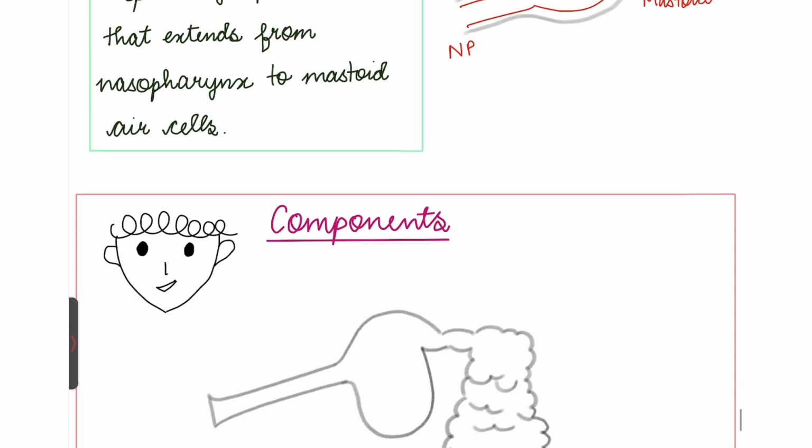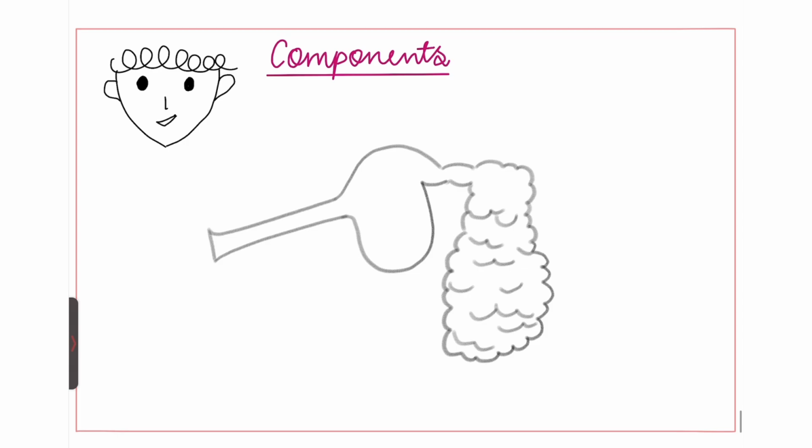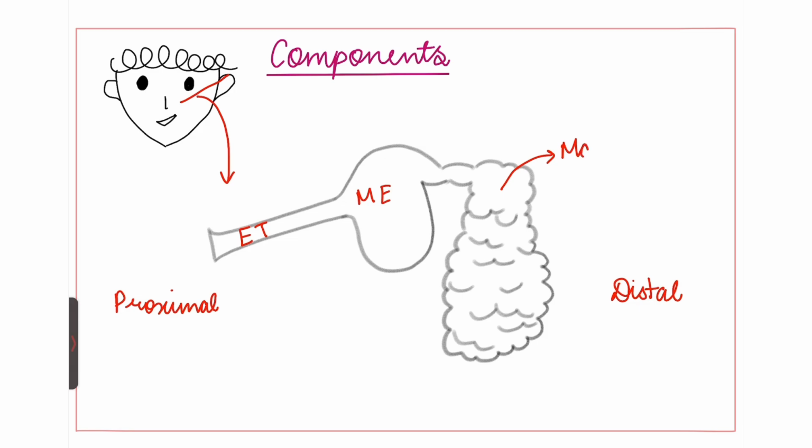Let's look at the components. It's present like this. This is the proximal part and this is the distal part. The components are eustachian tube proximally, the middle ear cavity, and distally it has the mastoid antrum. Mastoid antrum is the largest mastoid air cell.